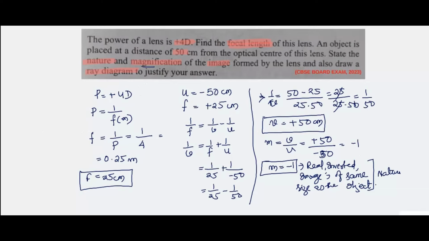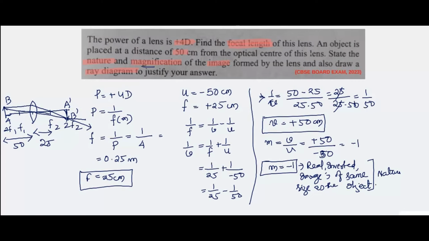Now we have to draw the ray diagram. If this is our lens, this is F1, this is 2F1, this is F2, this is 2F2. Our focal length is 25 and our object is situated at 50. It means that the object is situated at 2F1, that is the center of curvature, C1. If we draw one ray parallel, it passes through focus F2. Another ray passes through the optical center undeviated. So here will be your image. If AB is the object, A dash B dash will be the image. Here we see that the image is formed at 2F2.